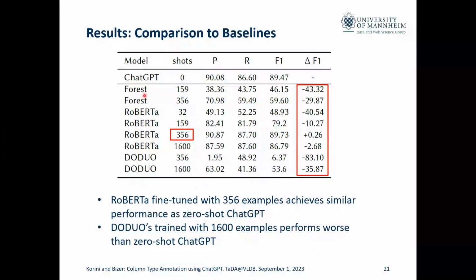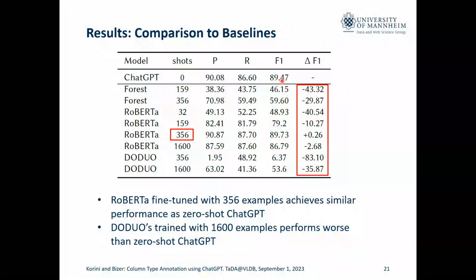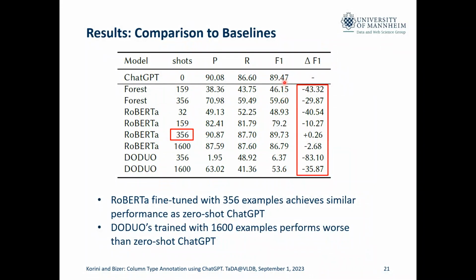By running experiments with different numbers of shots, we can see that compared to the 0-shot 2-step pipeline, all methods perform worse, except for Roberta when it is trained with 356 examples, which reaches quite a similar performance. Doduo's performance increases when trained with more examples. However, when fine-tuned with 1,600 examples, it still performs lower than the 0-shot ChatGPT 2-step pipeline.